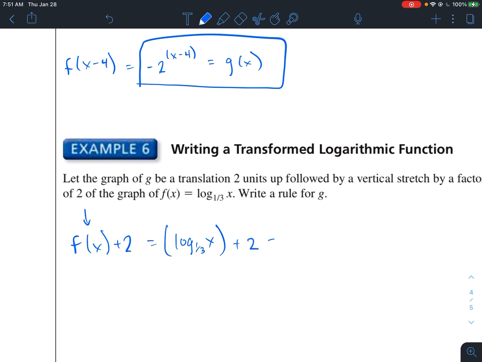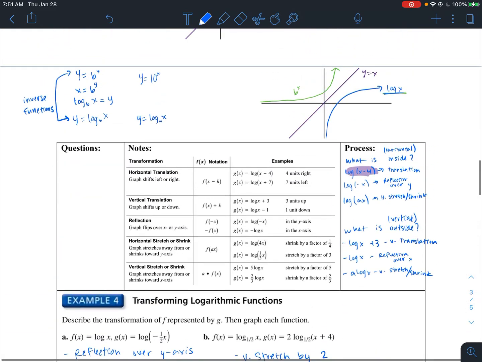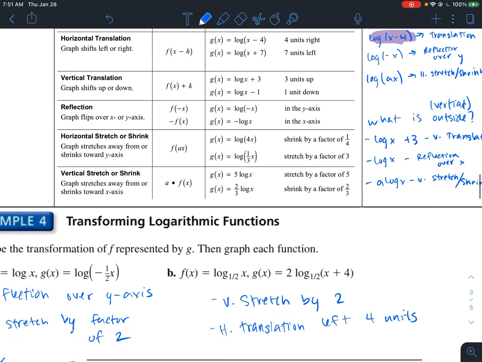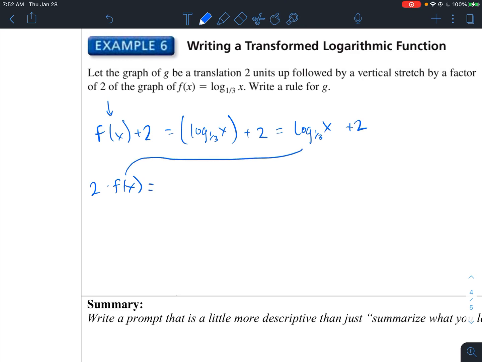If we want to write it without any parentheses, which we can, this is log base 1/3 of x plus 2. That's the first one, but then it says followed by a vertical stretch by a factor of 2. Let's look at what that notation looks like. A vertical stretch, a stretch by 2: this is the notation, a times f of x, and a is equal to 2. So 2 times f of x, which is log base 1/3 of x plus 2.